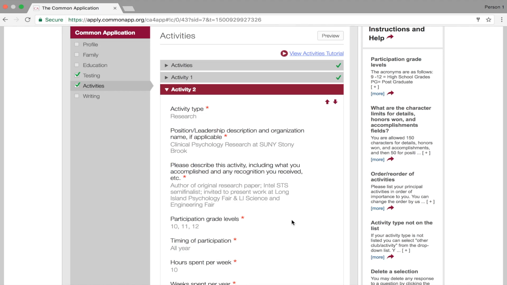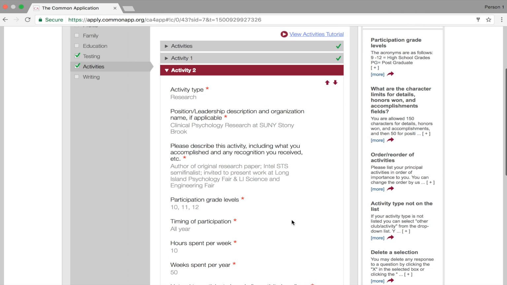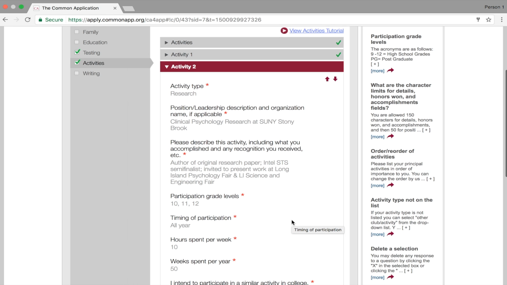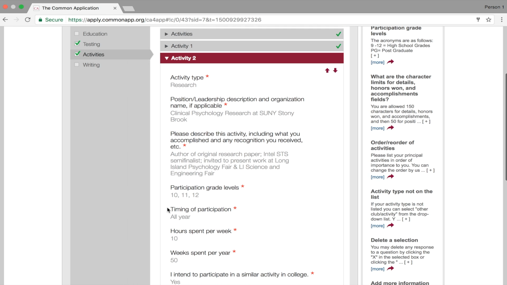Let's look at something here. So this was my research commitment. I did it starting in 10th grade. This is what my description was. This is a pretty bad description, honestly, but I legitimately could not fit anything else in 150 characters. It's so stupid.